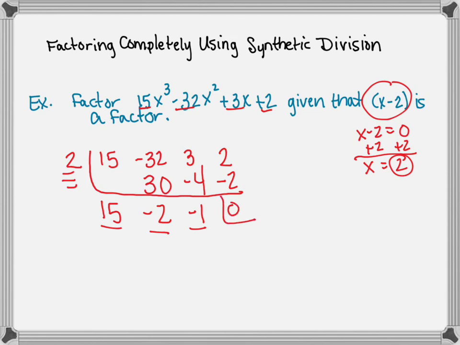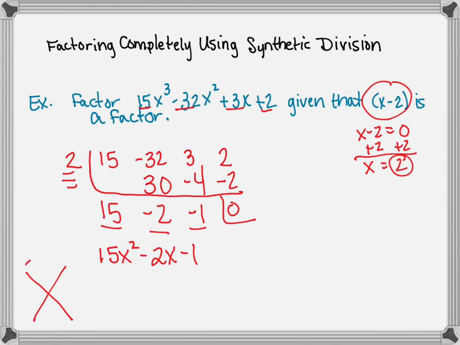So my remainder is 0. That's good. That's what we were expecting since we were told that x minus 2 is a factor. And my quotient is 15x squared minus 2x minus 1. And this can be factored using techniques that we already know.